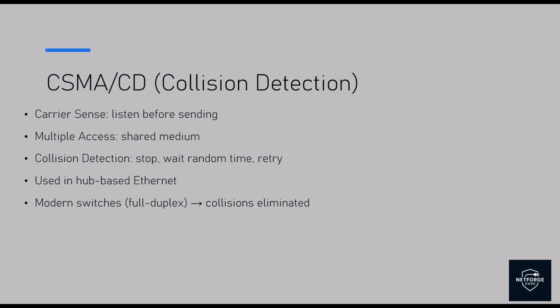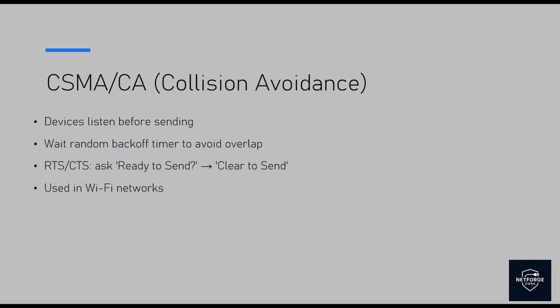So it is very much similar to a group discussion in a room. Everyone listens before they talk. If two people accidentally start at the same time, they both stop, laugh, and then one tries again a second later. It works, right? But it is a little bit clunky. So the good news is, with modern switches and full duplex Ethernet, collisions don't happen anymore. So CSMA/CD is really just history now, unless you really use a shared medium. What about wireless? In wireless, you don't have collision detection, you have collision avoidance.